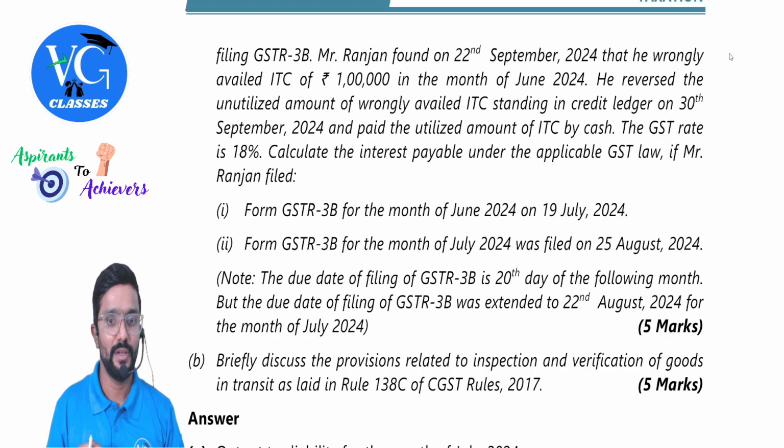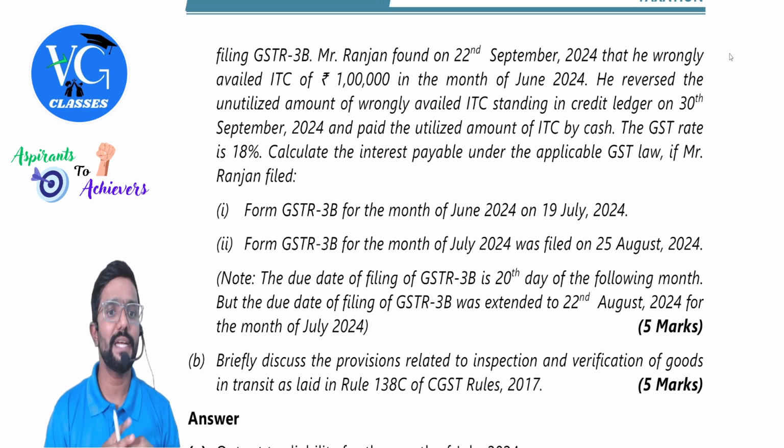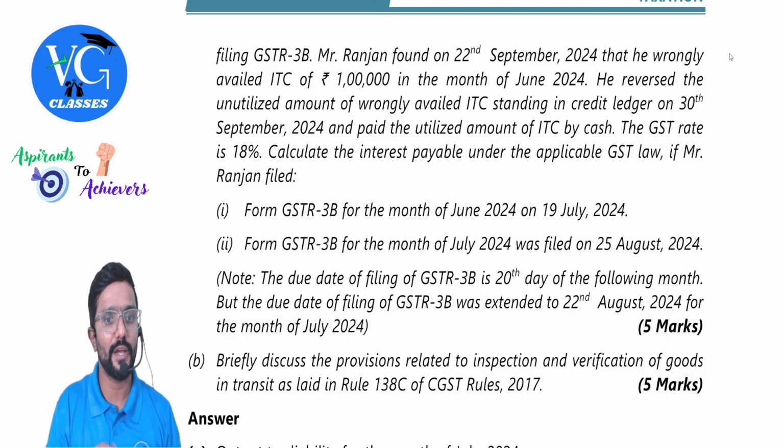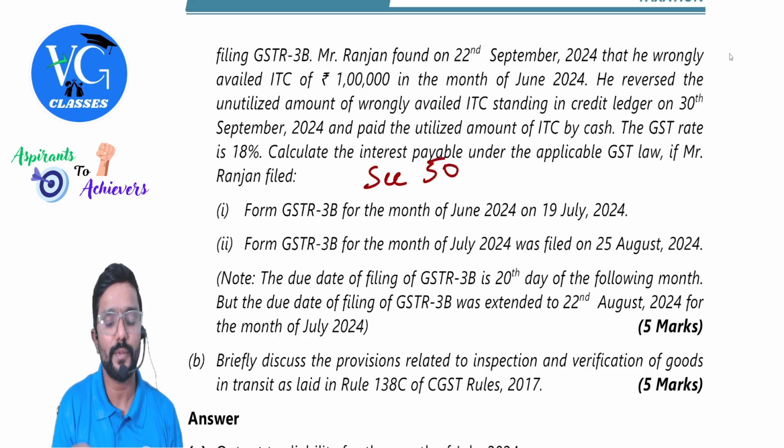He reversed it and paid the utilized amount of ITC by cash. By cash, in the sense, electronic cash ledger. The GST rate is 18%. Calculate the interest payable under applicable GST law if Mr. Ranjan filed. Guys, the question is on section 50.